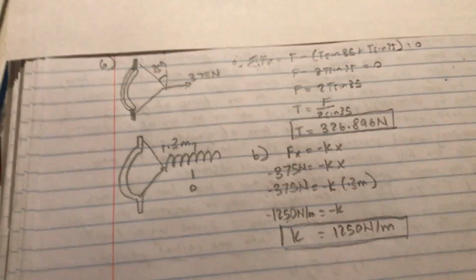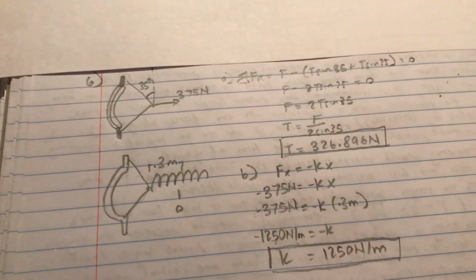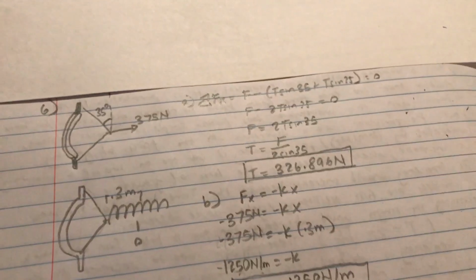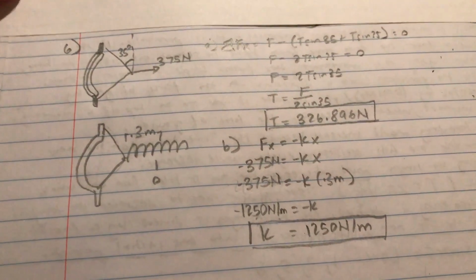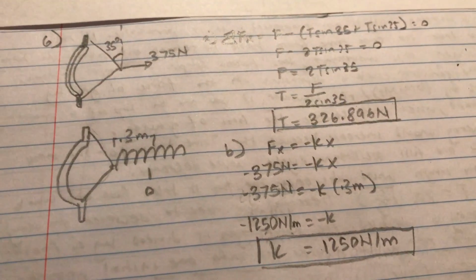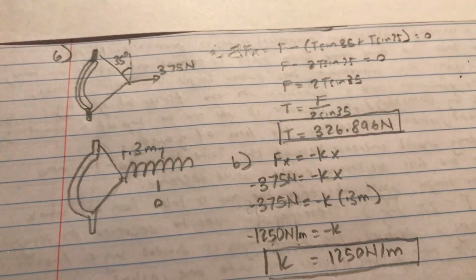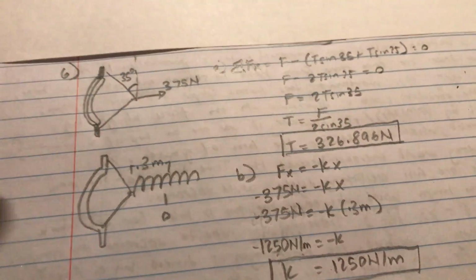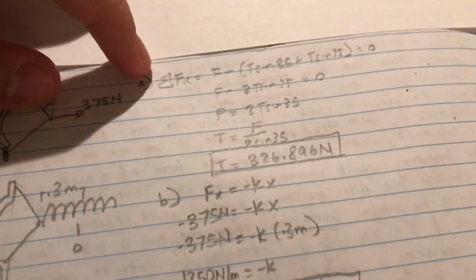Okay, so this is how you do problem number 6 on the chapter 13 homework of Hooke's law. So the first thing it requires you to do is obviously draw a diagram. So in part A, it says to determine the tension in the bowstring. So what you need to do is just the sum of all forces.